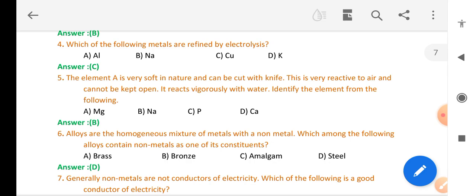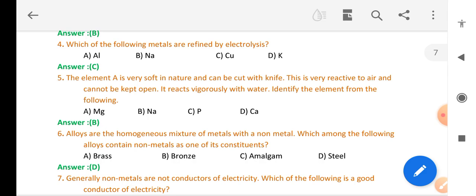It is very reactive to air and it cannot be kept open. It reacts vigorously with water. Identify the element from the following: that is B, sodium. Sodium is soft in nature, it is a metal and it's highly reactive. It cannot be kept in the open and it reacts vigorously with water. All these properties are with regard to sodium metal only.